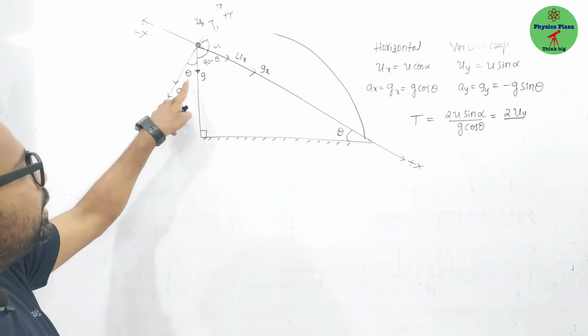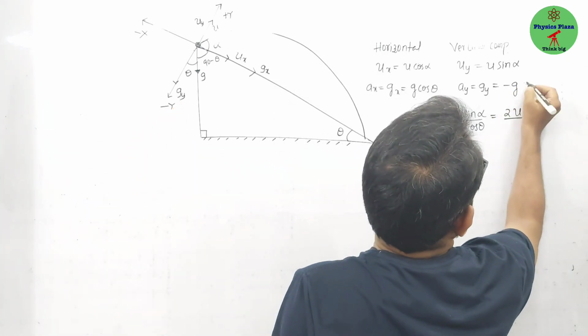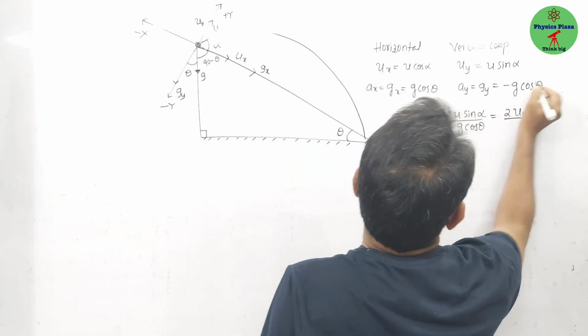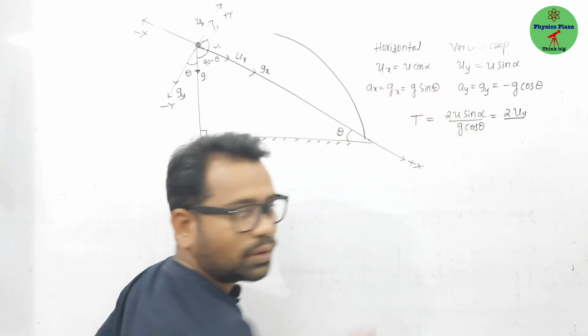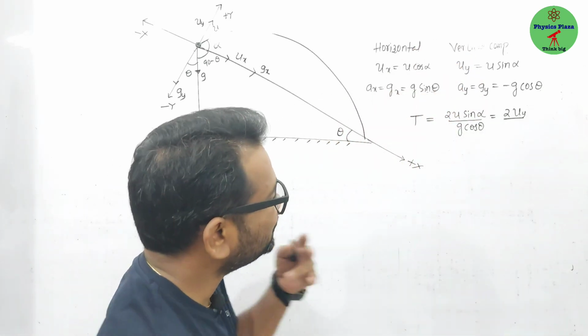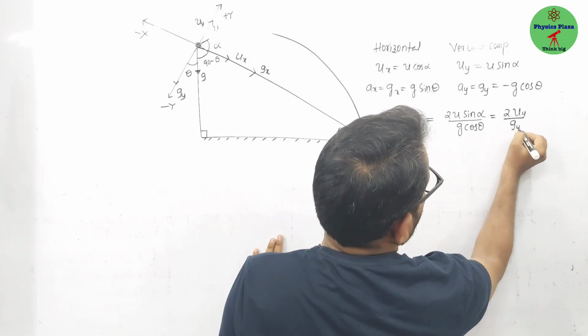Here gy is making angle theta, so this component will be cos theta. So gy is going to be g cos theta, and this is going to be g sin theta. So don't get confused. Okay, fine, I got confused, so you don't get confused. It is actually gy, we are just taking the magnitude.